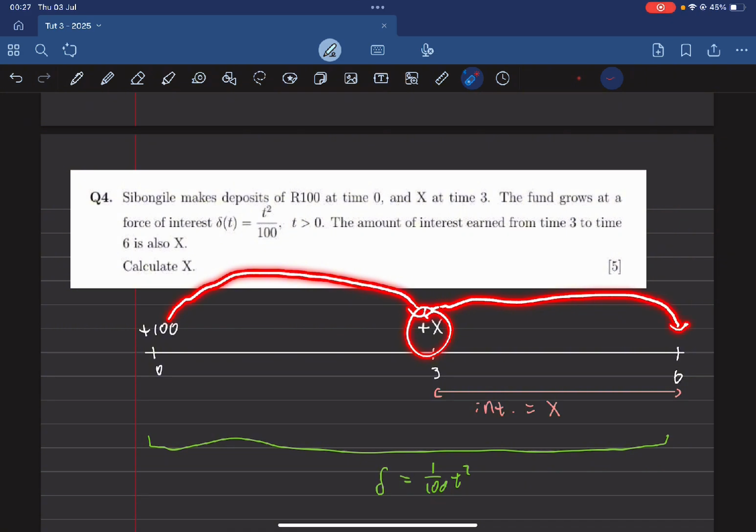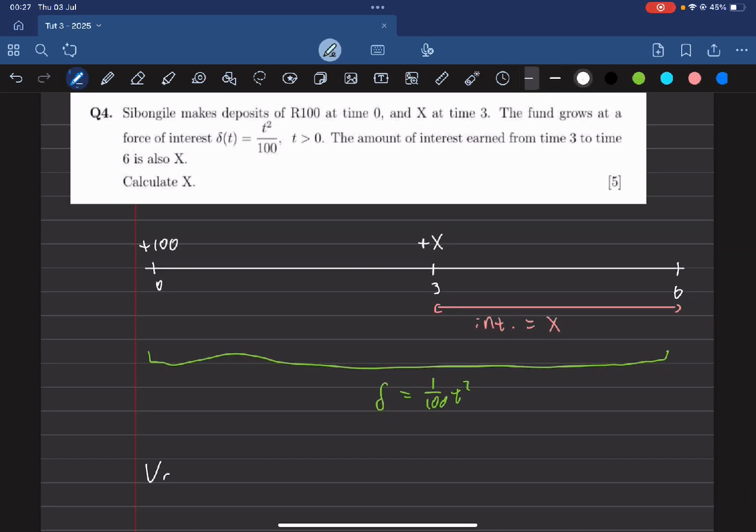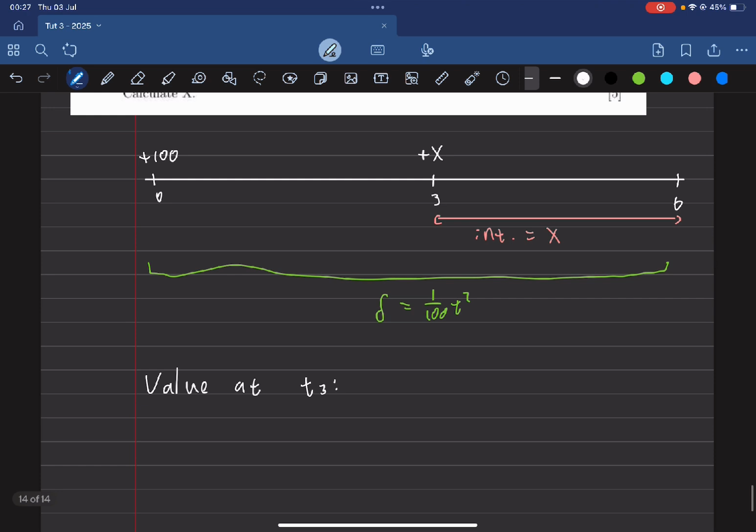Then we take the accumulation at time 6 minus the accumulation at time 3, because whatever the difference is between these two points is what we earned in interest, and let it equal X. From those equations, we can solve for X. So let's start with the easy one, the value at time 3.